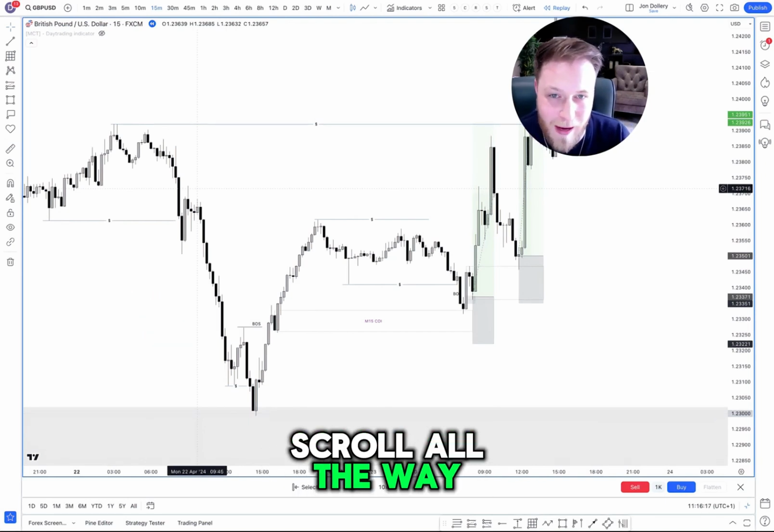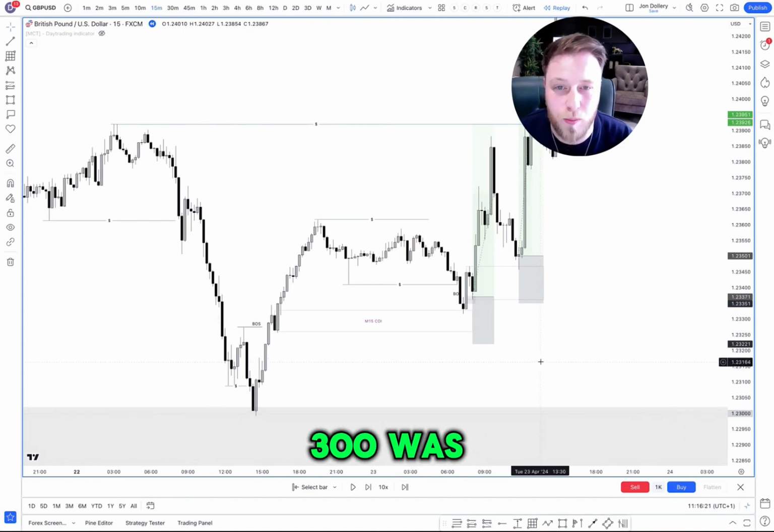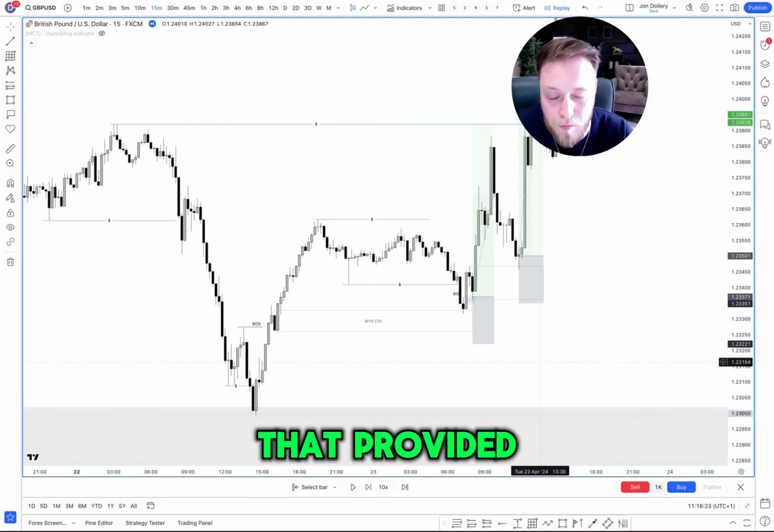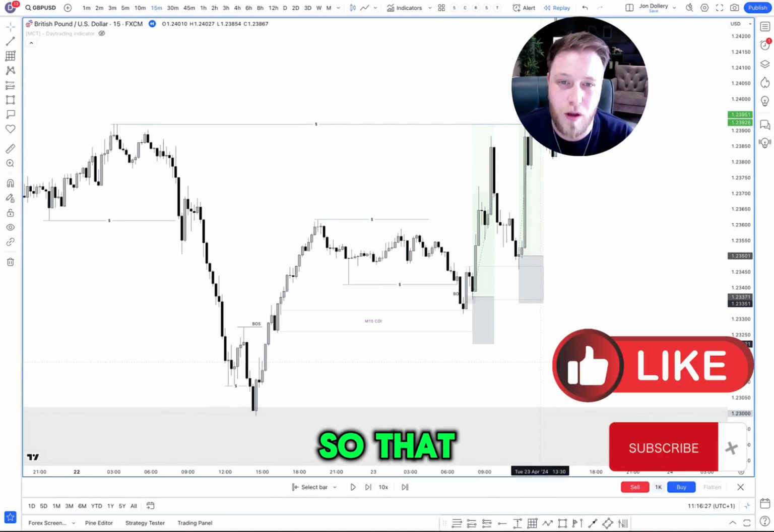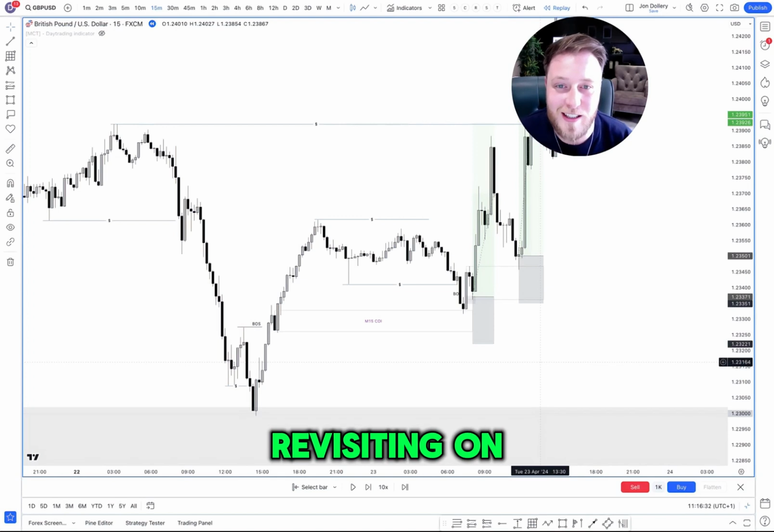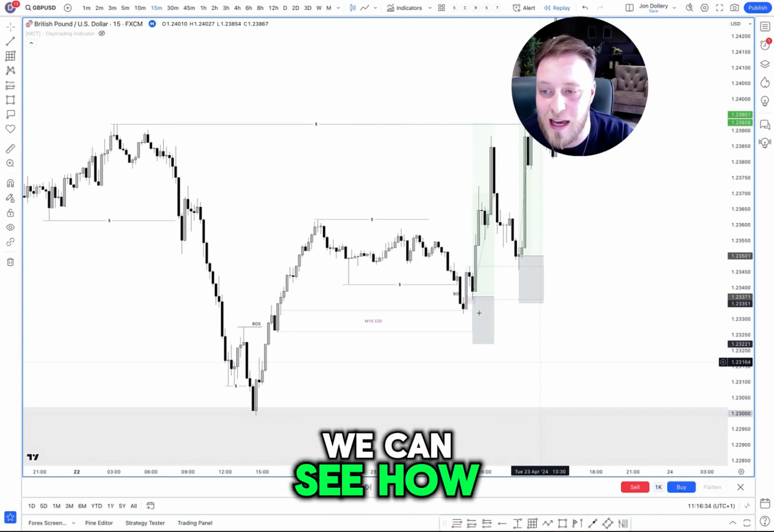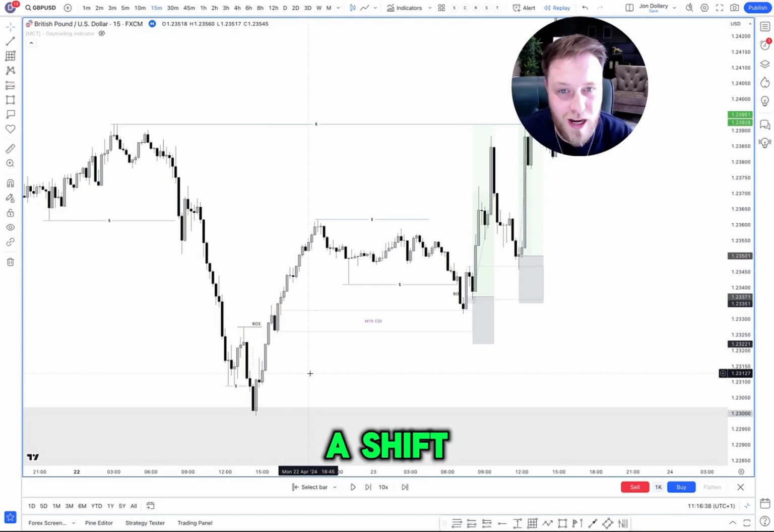We wanted to see price develop and reach a bit of a base point. Now, I'm not going to scroll all the way back because it will take too long, but you can check out how 1.2300 was a previous accumulation zone that provided volume in the market before a massive expansion run. So that was our mitigation point. That was the first area that I was interested in revisiting on GBP USD.